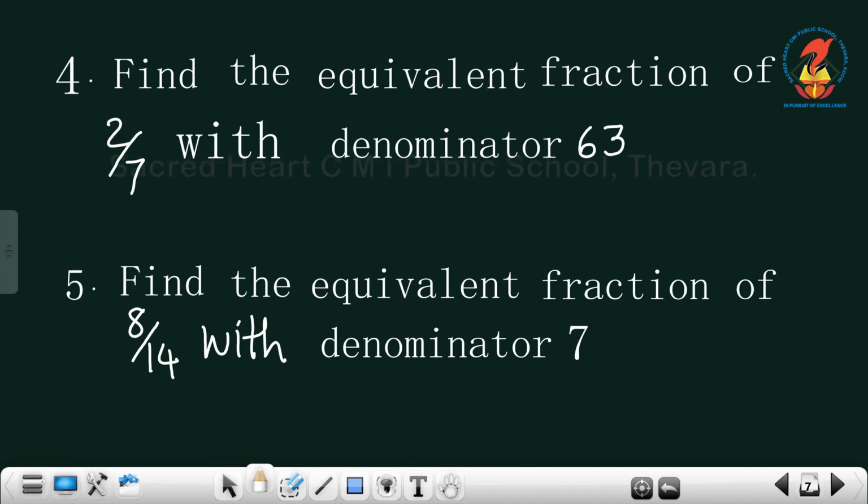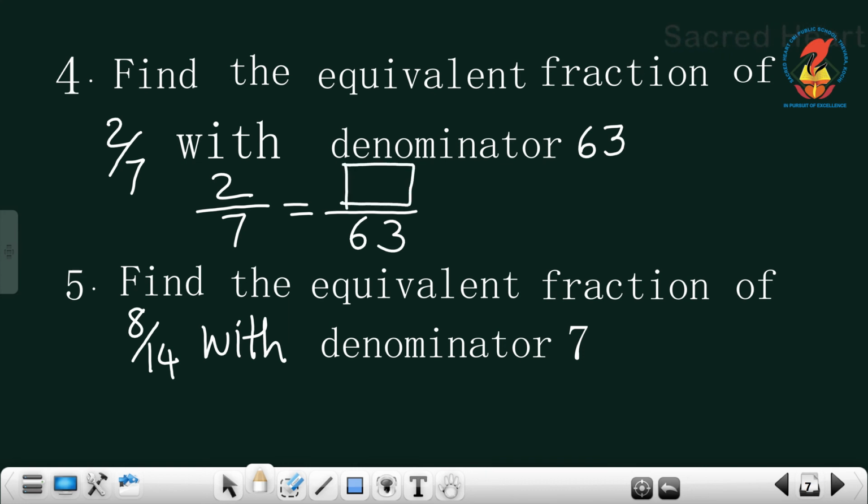The next one is find the equivalent fraction of 2 by 7 with the denominator 63. How can we do it like that? First we need to write the fraction here, 2 by 7. And the question is, we need to get the denominator 63. Then the numerator will become what? Numerator is missing here. How can we write this? See, children, 7 into which number equals 63?